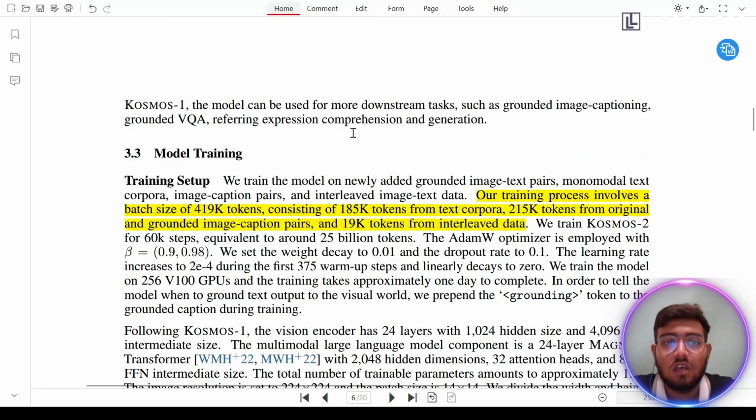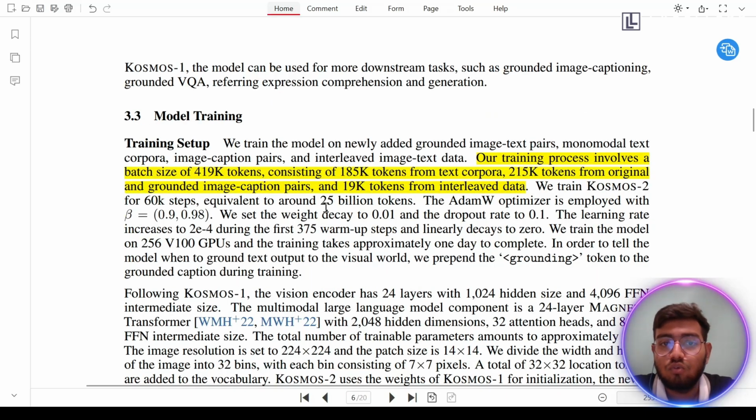Then about its training setup. Our training process involves a batch size of 419K tokens consisting of 185K tokens from text corpora, 215K tokens from original and grounded image caption pairs, and 19K tokens from interleaved data. It is saying this is equivalent to 25 billion tokens. The AdamW optimizer is used here, with 256 V100 GPUs, and training takes around 1 day to complete. So even with this large volume of GPUs, it still took 1 day. According to 2023, it would be a large model.